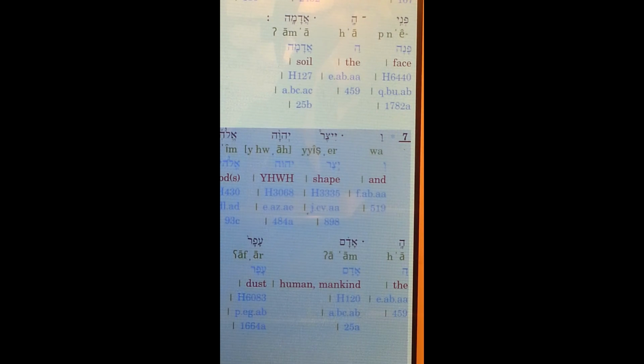So, anyways, we just have to beg to differ. We should be looking deeper into the Word than just translations. Because if we don't study the Word, we won't get the true understanding.